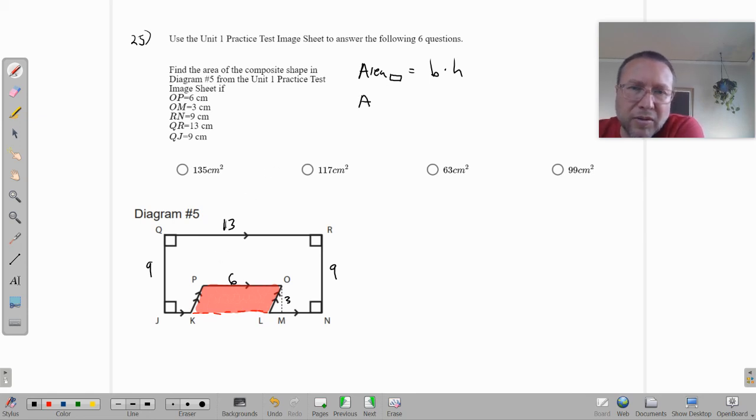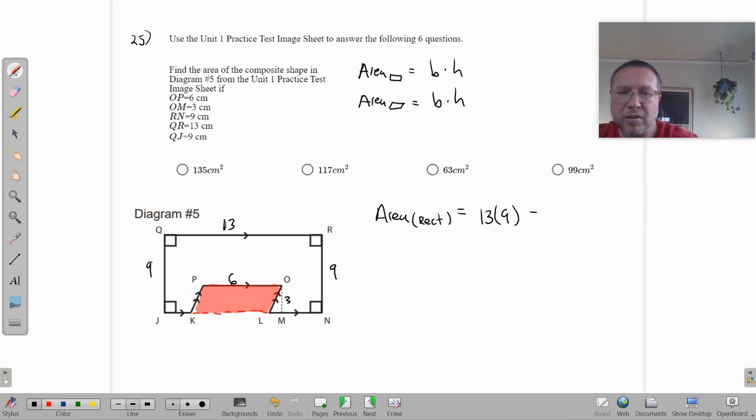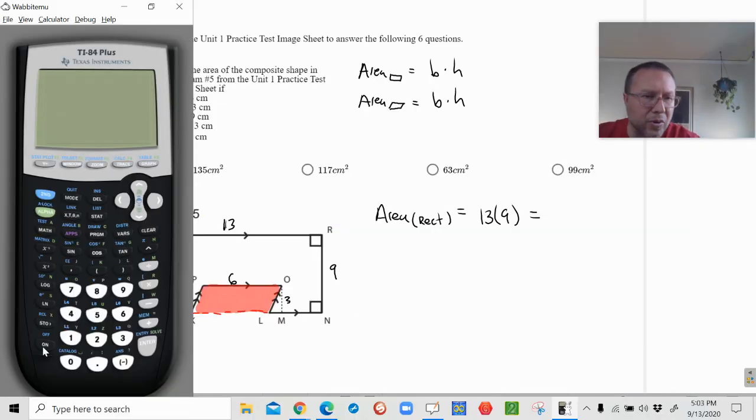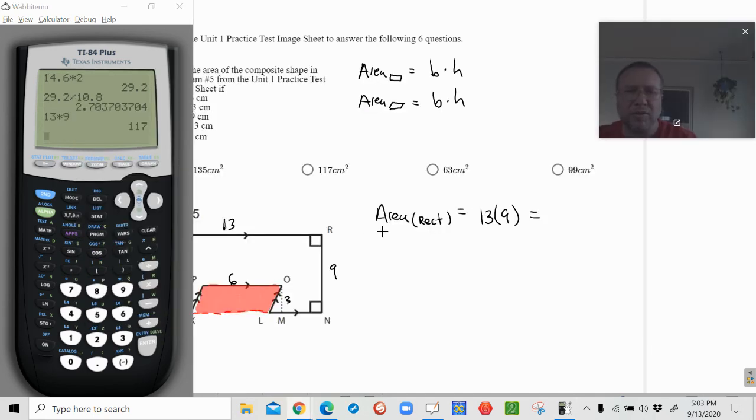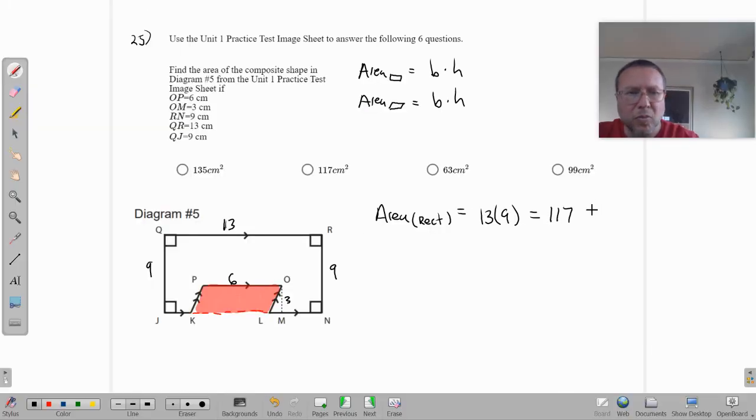So then the area of a parallelogram is also base times height. So let's figure out what the area of the whole rectangle is. The area of the rectangle is base times height. So it'd be 9 times 13 or 13 times 9. So let's do 13 times 9. So I get 117. That's centimeters squared.